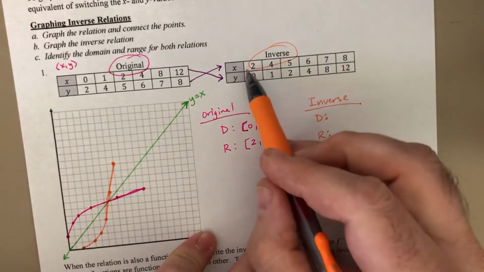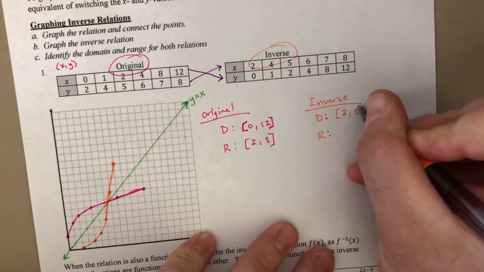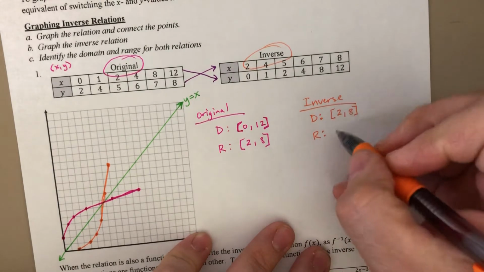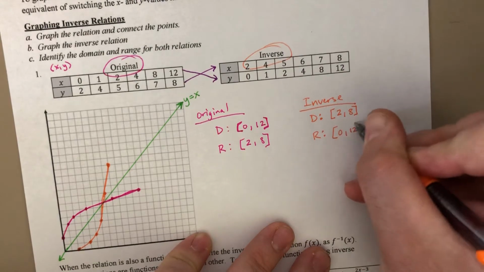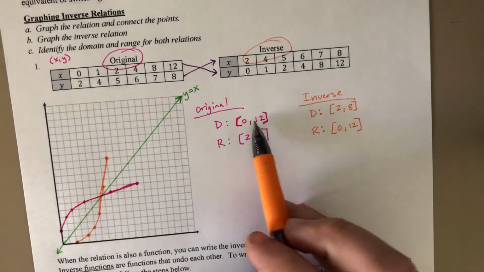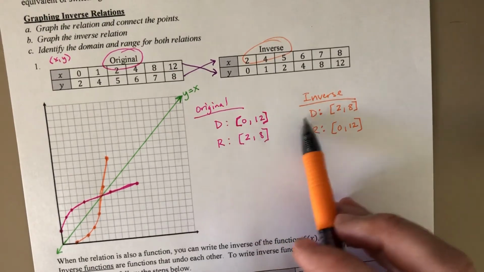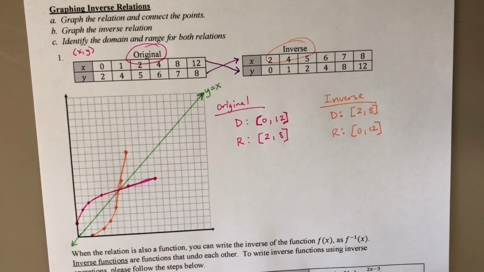The domain here now is 2 to 8, using, again, that interval notation. Remember that from a while ago. And the range is going from 0 to 12. And so there you can see it again, right? Domain and range have swapped. Range and domain have swapped. That is what's happening with these inverse functions if you're thinking about their graphs.